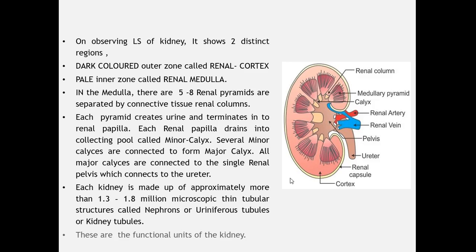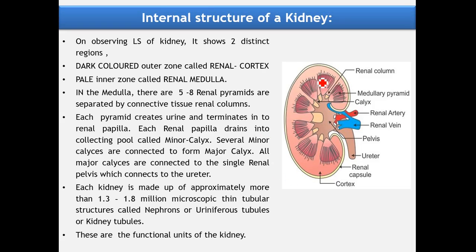Now, moving on to the next topic, that is the internal structure of the kidney. On observing the LS of the kidney, it shows two distinct regions: the dark colored outer zone called the renal cortex, and the pale inner zone called the renal medulla. The word renal is related to the kidney, as in renal artery, renal vein, renal cortex.